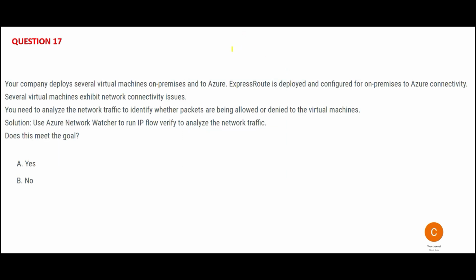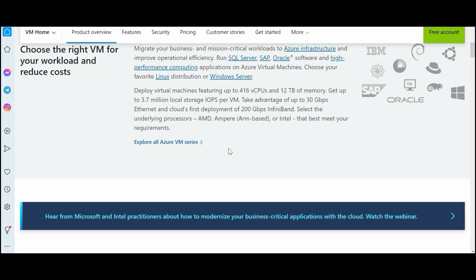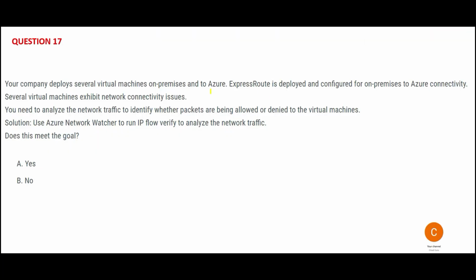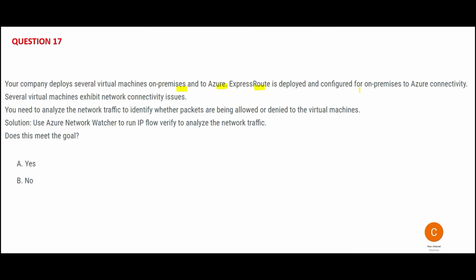So let us look at the next question. You have several virtual machines. What are virtual machines? They can be Linux or Windows based, and you can create these VMs in seconds. It is a virtualization of the actual hardware and software that you have with the operating system on premises. Now there are on premises and Azure, and you have ExpressRoute. It is primarily used to connect the on-premises network to the cloud network. It is configured for on-premises to Azure connectivity. That is what we saw in the documentation.